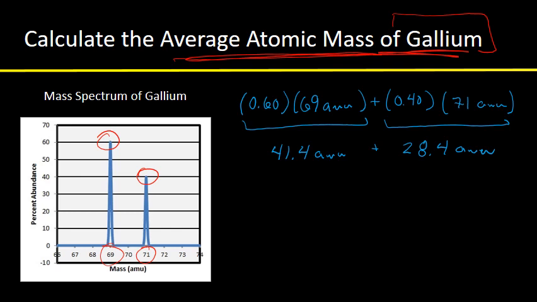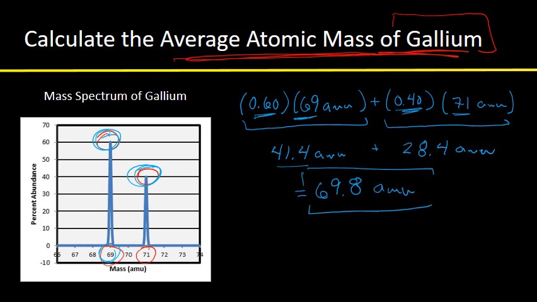Okay, so when I looked at this, I decided that this looked like it was about 60%, and this is about 40%. So I just used 0.60 and 0.40 for my isotopic abundances. And for the masses, I used 69 AMU and 71 AMU. When I do the math there, I get 41.4 AMU for all of the 69s and 28.4 AMU for all of the 71s. And when I add them together, I got 69.8 AMU for my average.